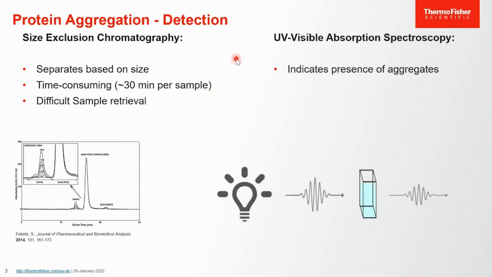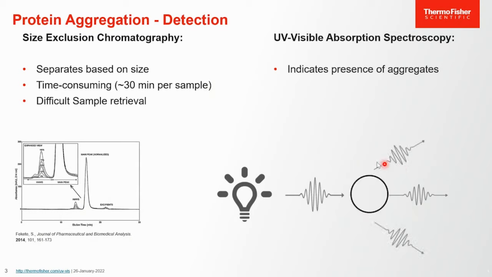So if we consider a typical UV-vis absorption experiment, we have our light source, which will allow light to be shined onto our sample, depicted by the cuvette here. And some of that light will be absorbed by the sample and attenuated. And this attenuated light is what is collected by the detector.